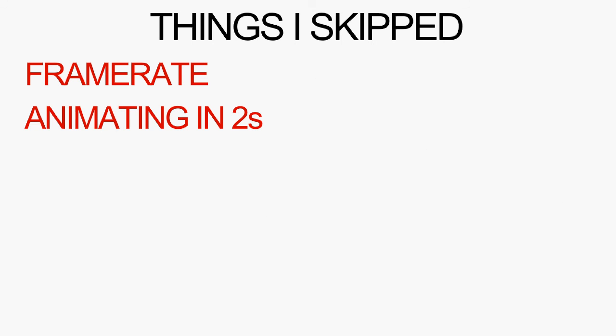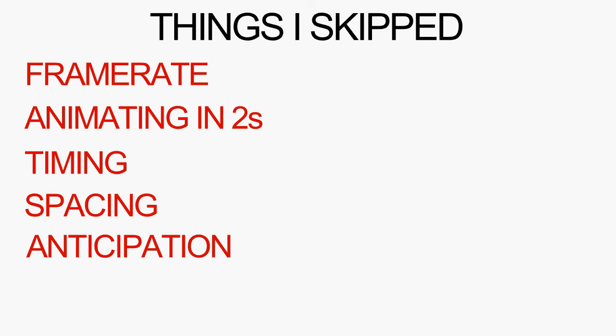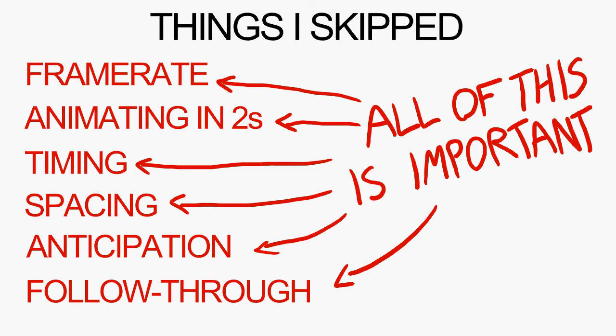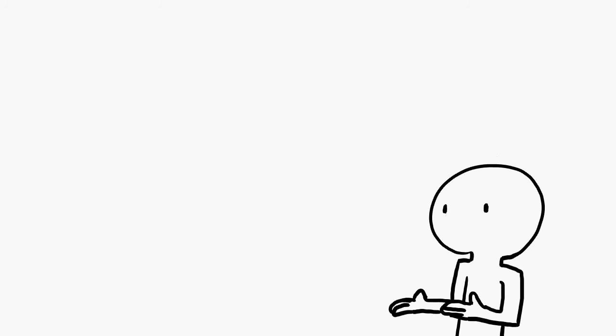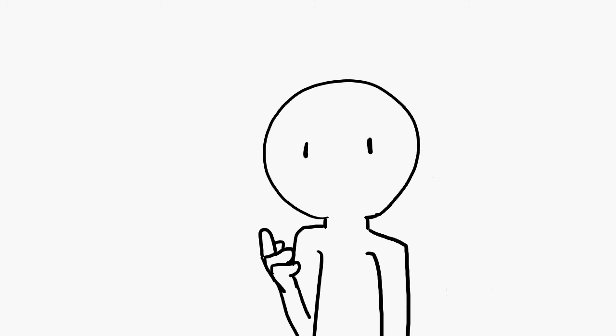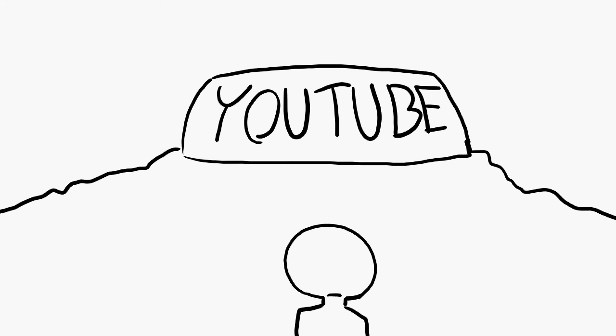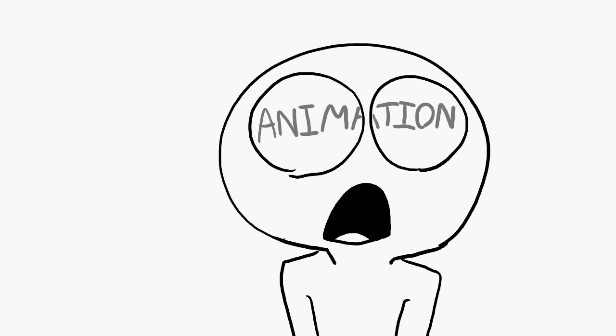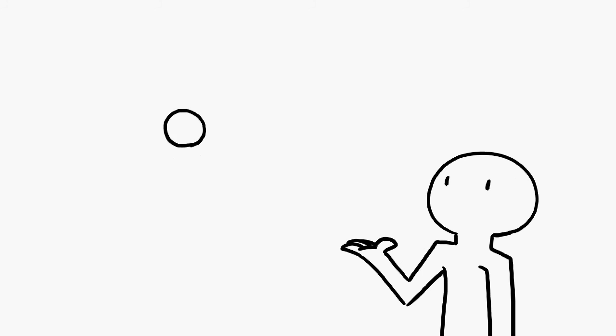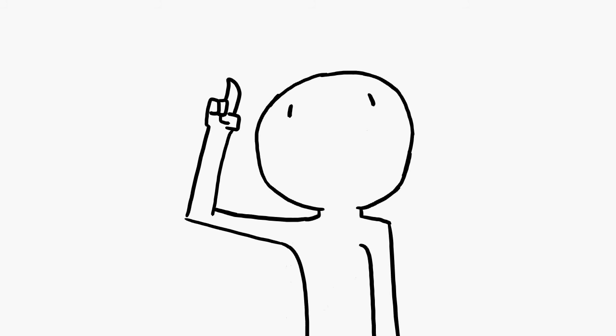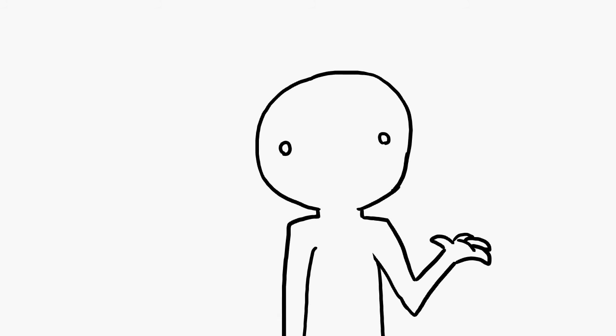Okay, I didn't go over things like frame rate, animating in twos, timing, spacing, anticipation, follow through, and all of that stuff. All of that stuff is so important to animation, but I didn't have time for it here. If you want to know more about this stuff, there's a lot of videos that can tell you more about these things and even go more in depth about how to properly animate a bouncing ball. For now, go there, search on YouTube, you can find a lot of really good stuff.